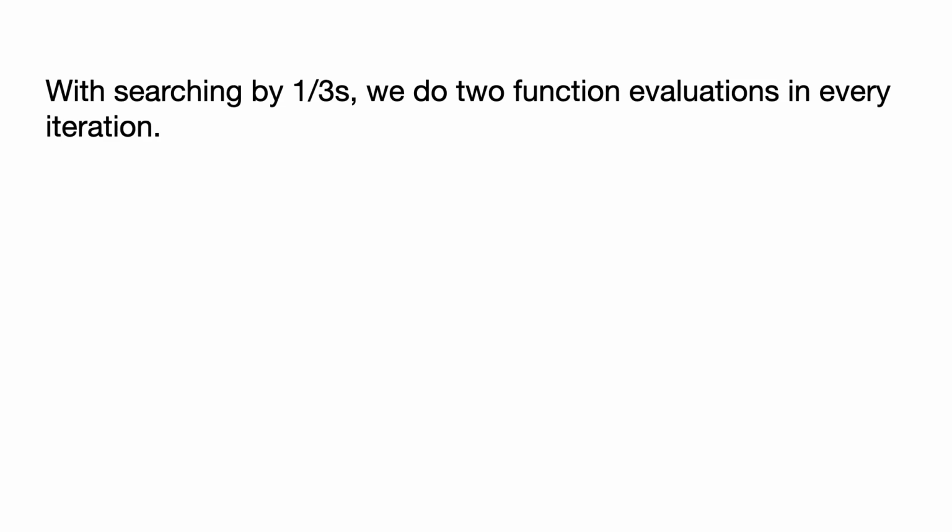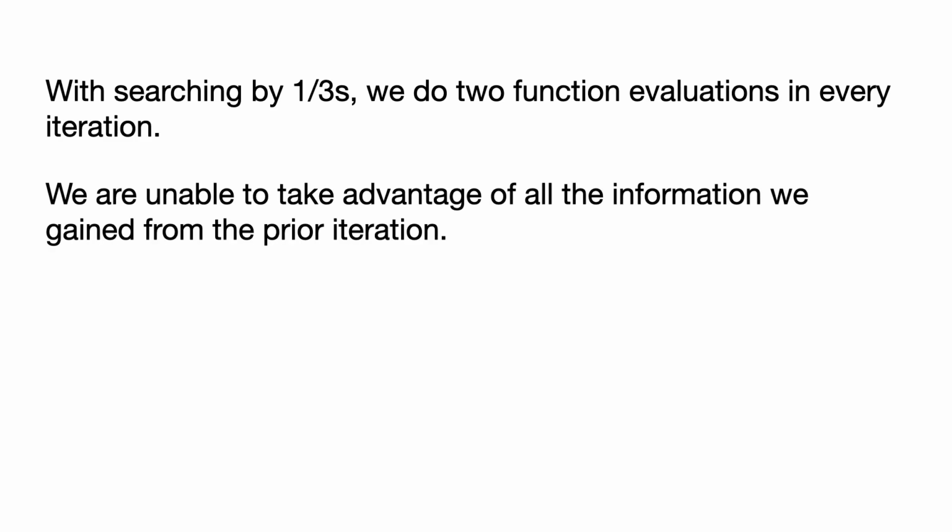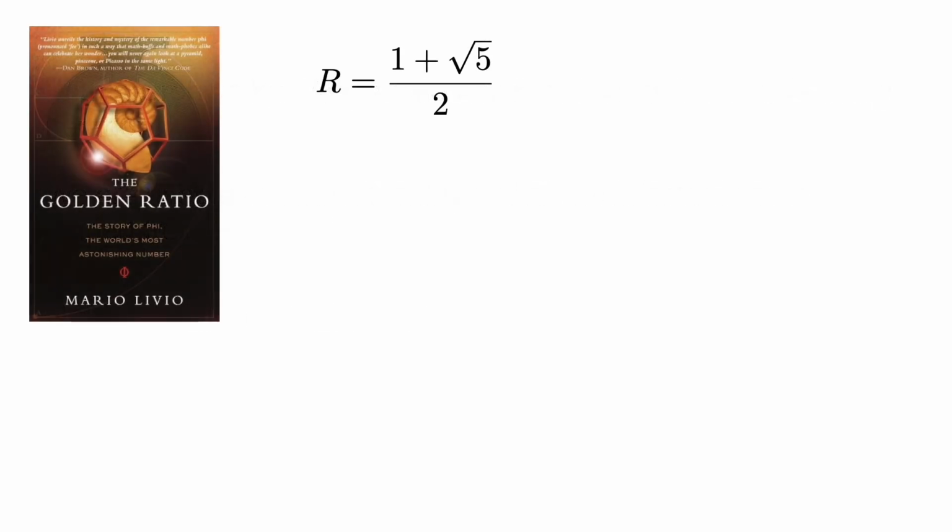It's a shame that searching by thirds requires 2 evaluations in every iteration. Furthermore, it is unable to take advantage of all the information that we gained from prior iterations. Golden section search solves this. So first, a note on the golden ratio. Its value is 1 plus the square root of 5 all over 2.